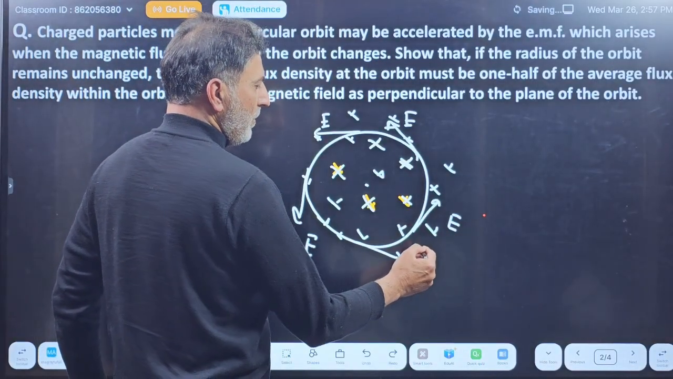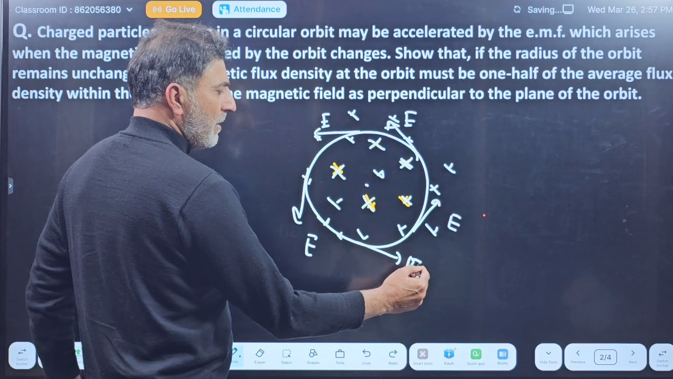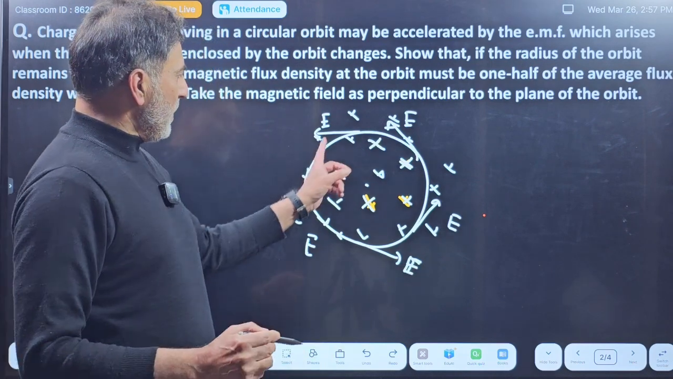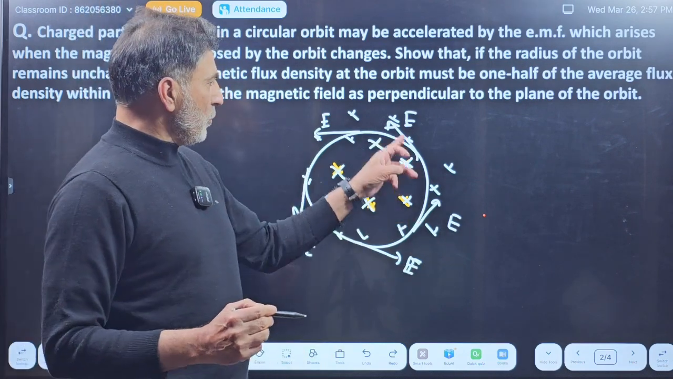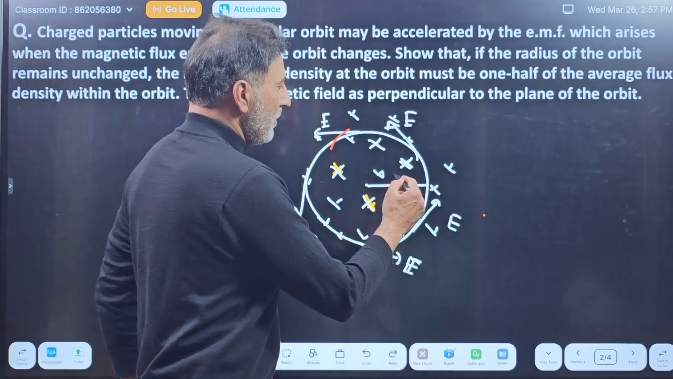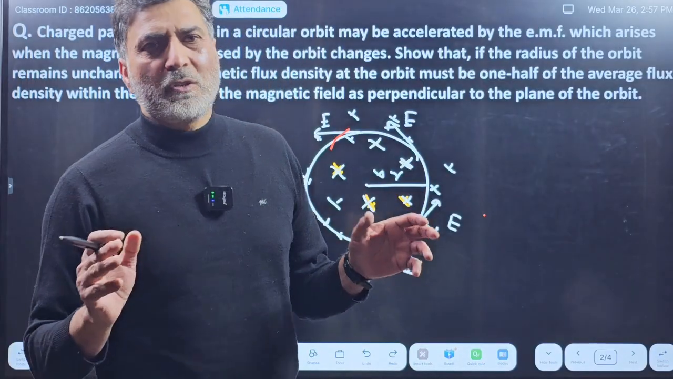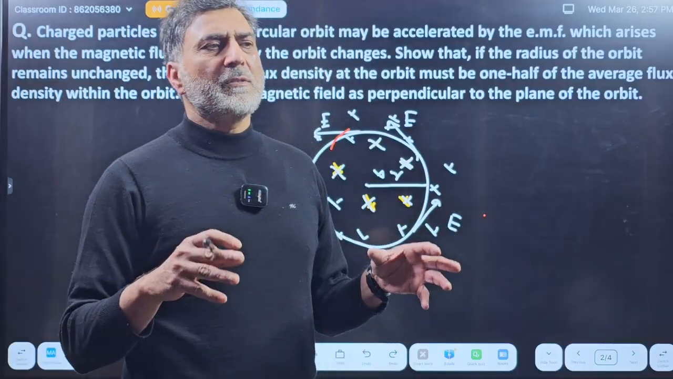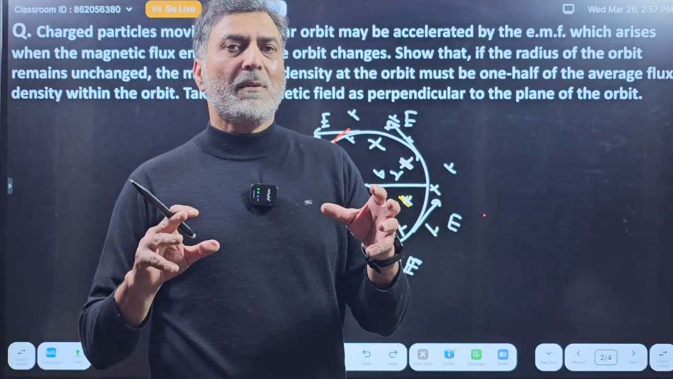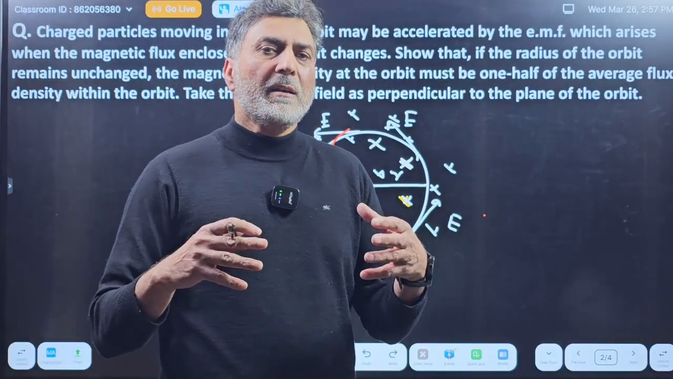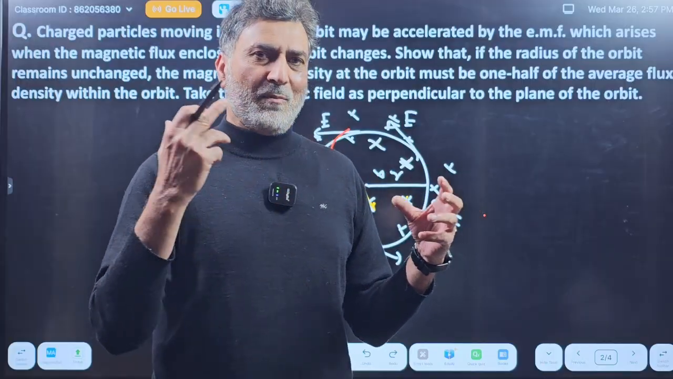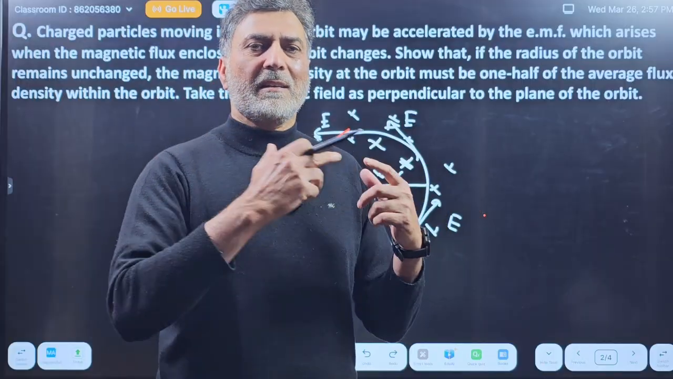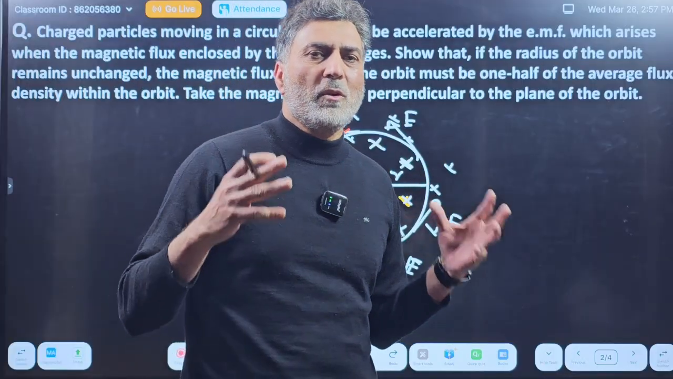And if you integrate this electric field over this path, meaning E into 2 pi r, that is the induced EMF. So as you already know, a change in magnetic flux gives rise to induced EMF. But basically the change in magnetic flux gives rise to a circular electric field, and when you integrate the circular electric field over the path, it gives you the induced EMF.